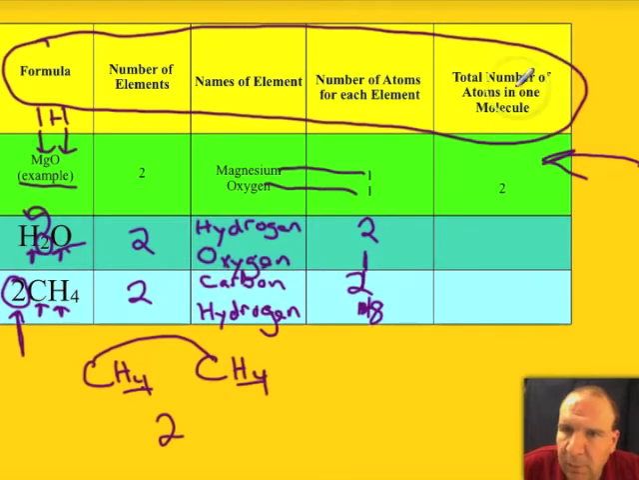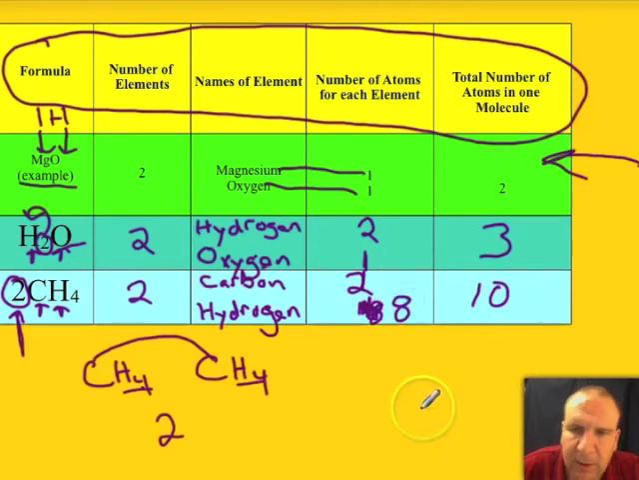Okay, total number of atoms in one molecule. Total number of atoms. Well, here, 1 plus 1 is 2. 2 plus 1 is 3. And 2 plus 8 is 10. Make sure it almost looks like that's a 1 there. Let me erase that whole thing and, well, not erase it, just cross out and put an 8.